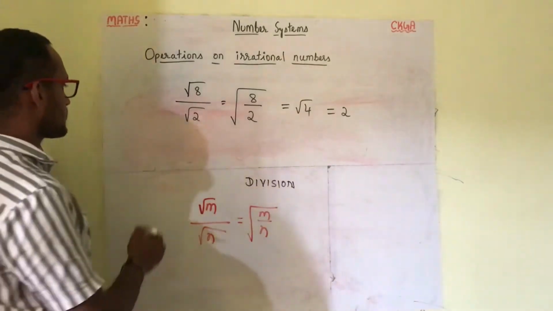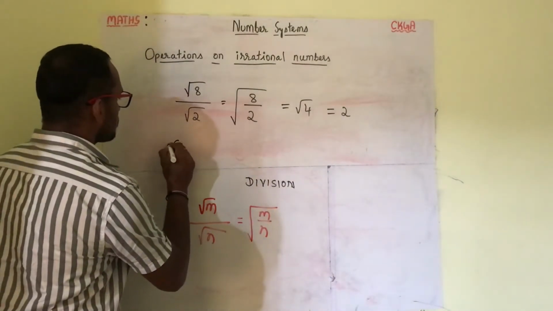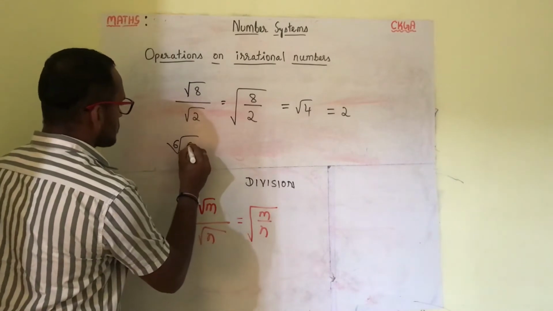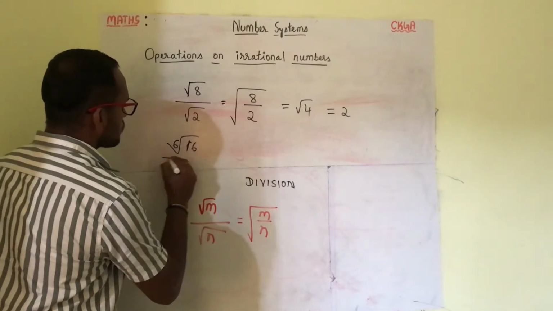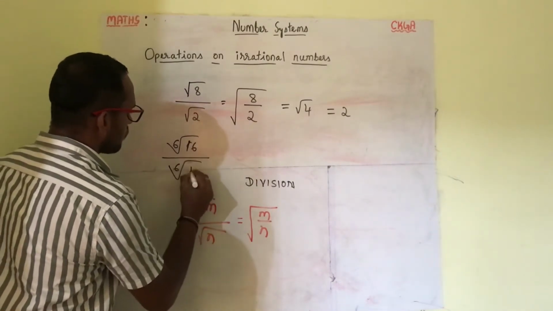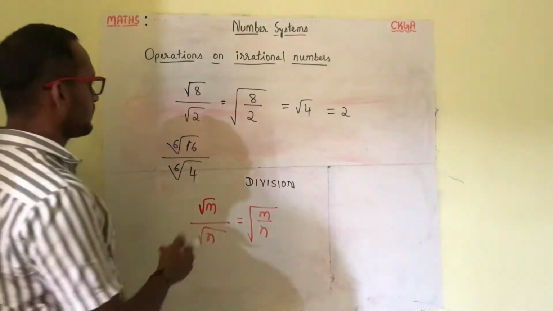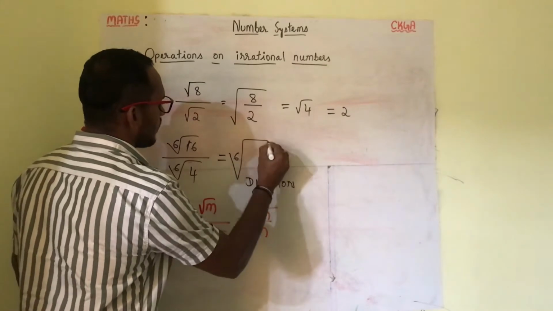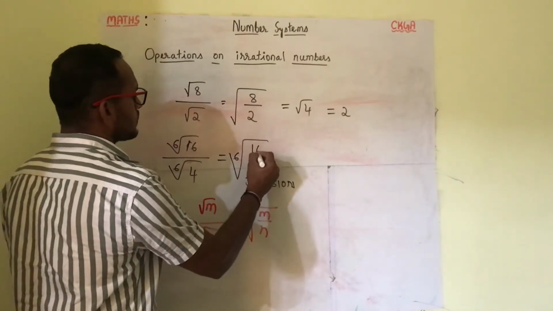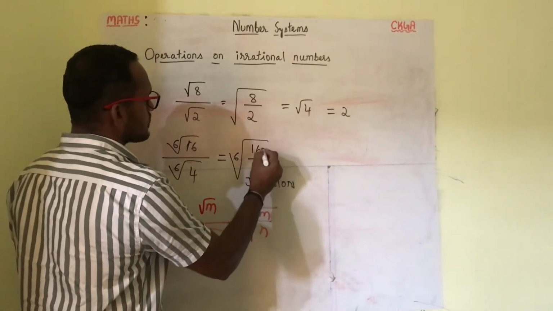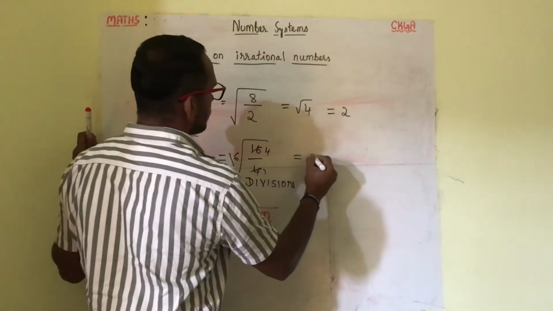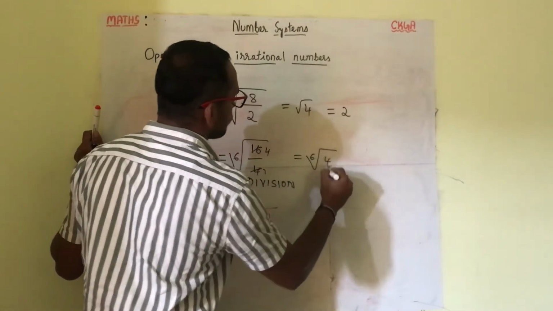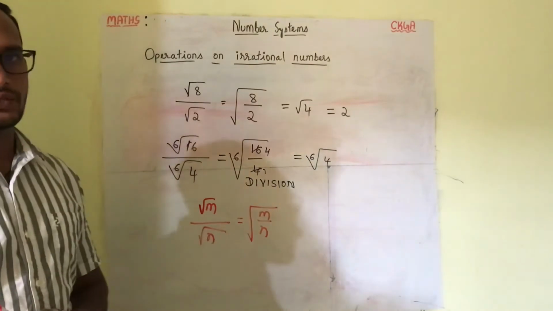I'll take another example. Suppose 6th root of 16 divided by 6th root of 4. Yes, certainly, because orders are same, so the sixth root of 16 by 4, because 4 fours are 16, finally the sixth root of 4 is the final answer for this one.